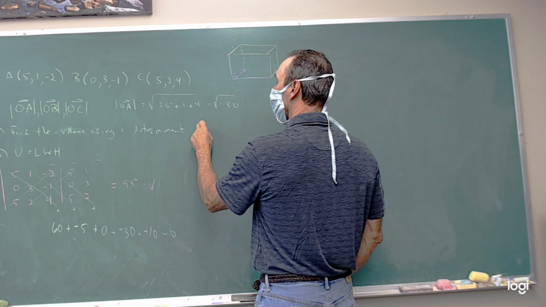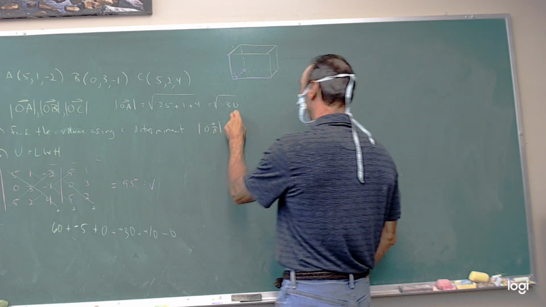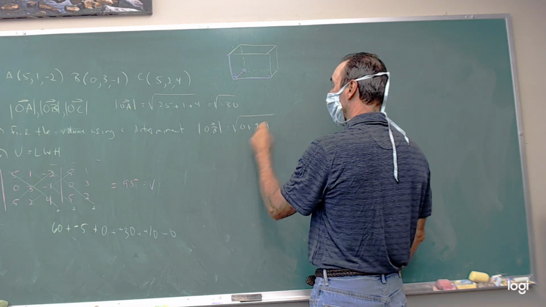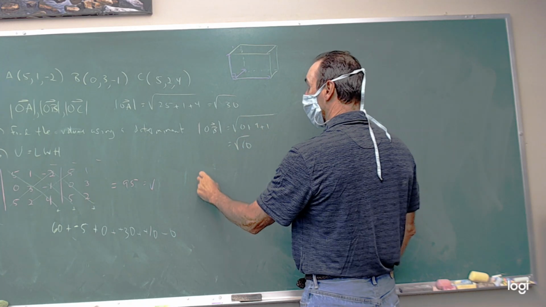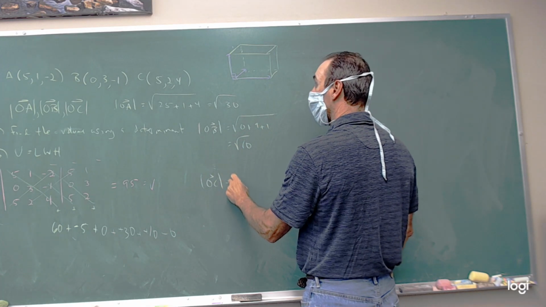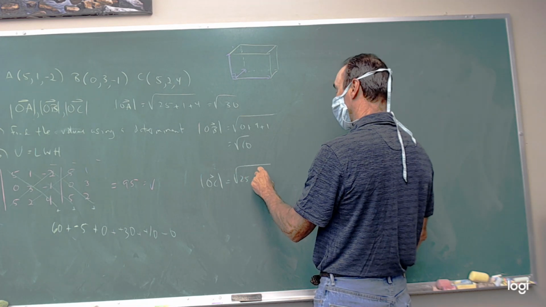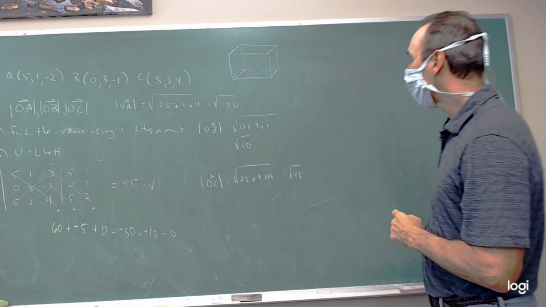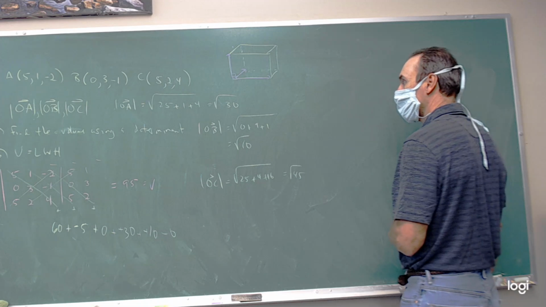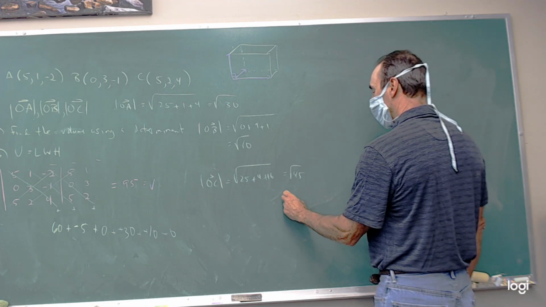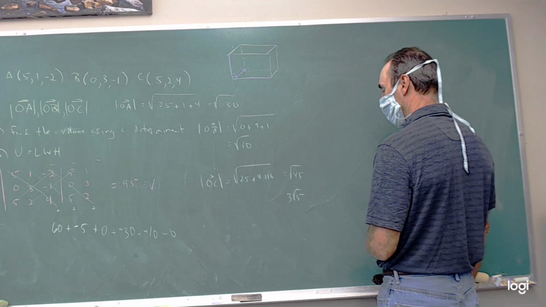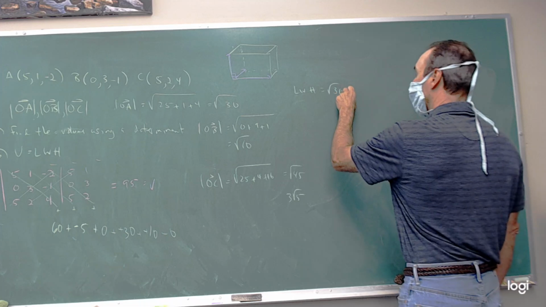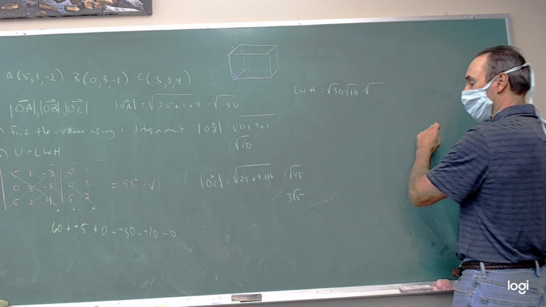And the magnitude of OB, tell me if I'm going too fast. It's going to be 0 plus 9 plus 1, square root of 10. And the magnitude of OC is square root of 25 plus 4 plus 16. Looks like square root of 45. That look okay? And should we call that 3 square root of 5, get the numbers a little bit smaller. So length times width times height is going to be the square root of 30 times the square root of 10 times 3 square root of 5.